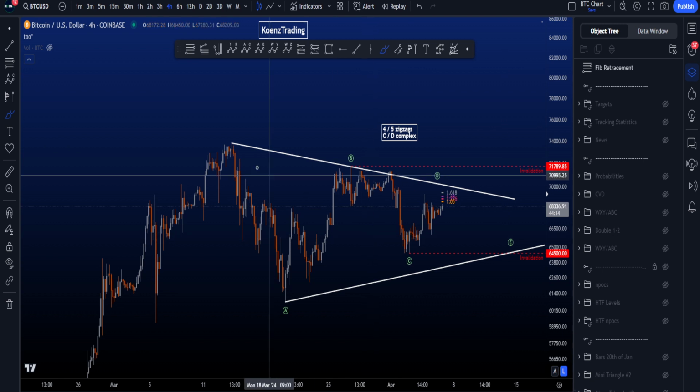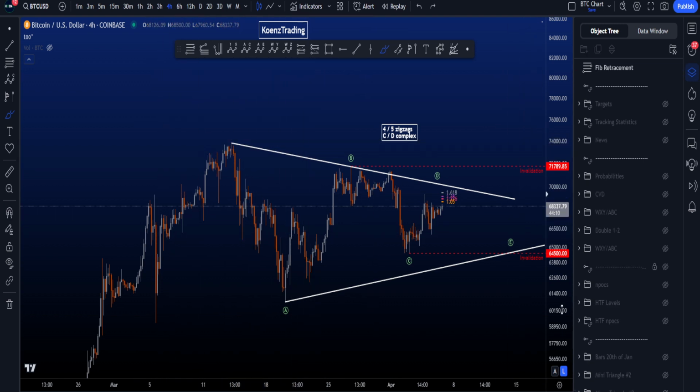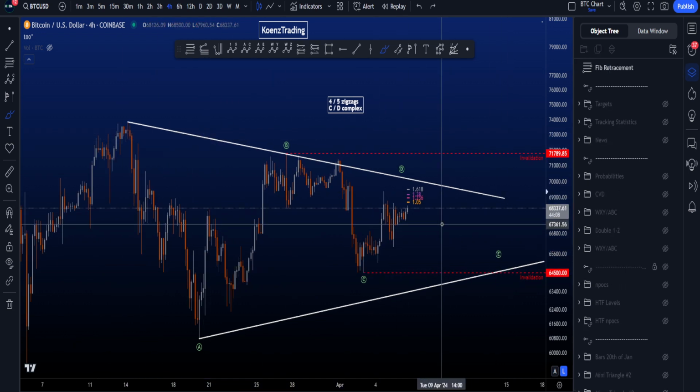The probabilities on the weekly and also the daily time frame are highest to continue the trend at a later stage if we are finished with our range over here.